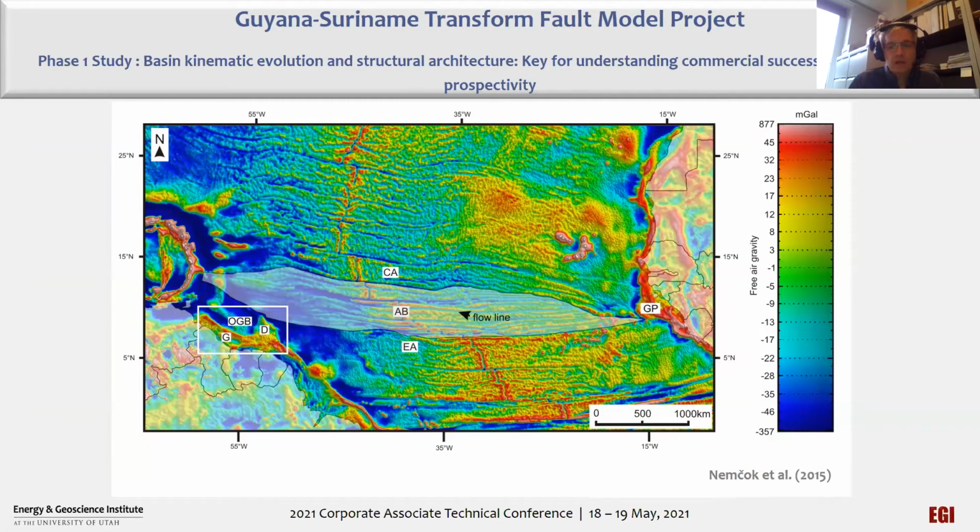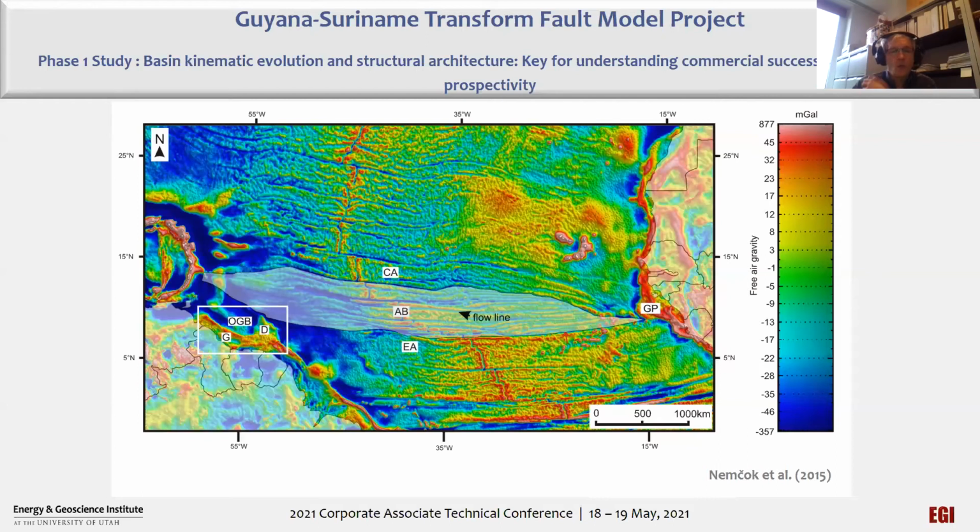Now we can talk about the second initiative, which is more regionally constrained, but again, it could produce fairly generic results applicable to other transform margins. We are talking about offshore Guyana, Suriname, and we are starting a project with its first phase study, which would be devoted to basin kinematic evolution and structural architecture. Structural architecture, we believe, would be the key for understanding the reasons for commercial successes, failures, and would help us to predict future prospectivity.